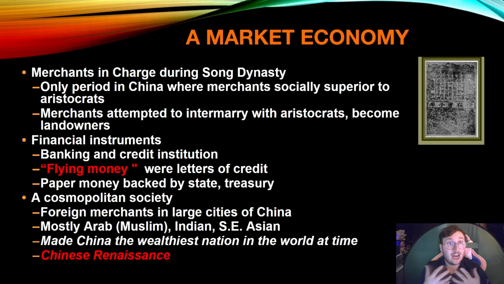Again, they have a very cosmopolitan society, meaning very city and very movement and high trends and high fashion and very fast moving. And they're going to have foreign merchants in large cities of China, mostly Arab Muslims, Indian Hindus, and Southeast Asians. This made China the wealthiest nation in the world at the time, and this also becomes known as the Chinese Renaissance.